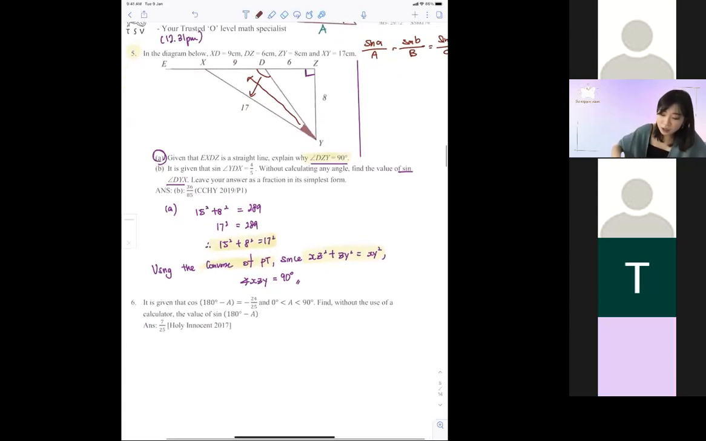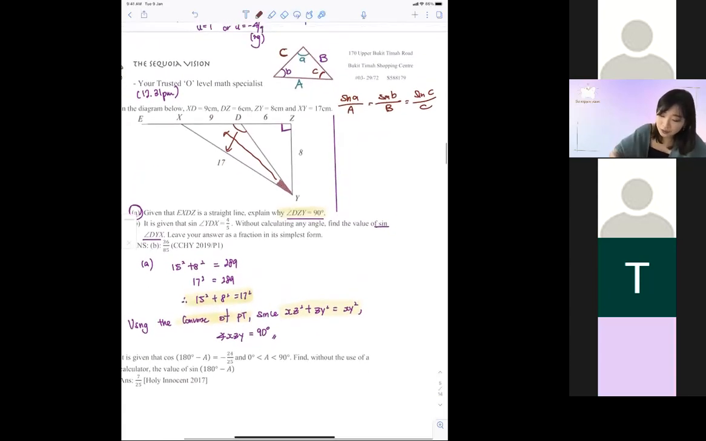So the trick here is to always put the unknown first. So the unknown is sine DYX over 9 equals sine XDY over 17. See, you always put the unknown first. If the angle is on top, at the other side the angle is also on top. Why we put the unknown first is because then you don't need to cross multiply. You just have to bring the 9 over, times 9 will do.